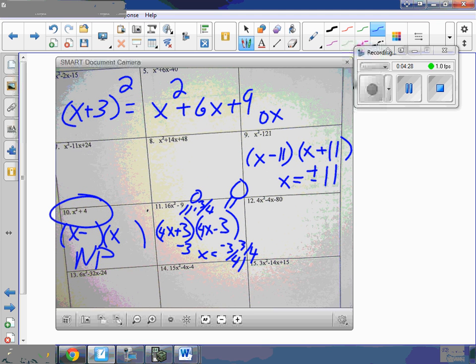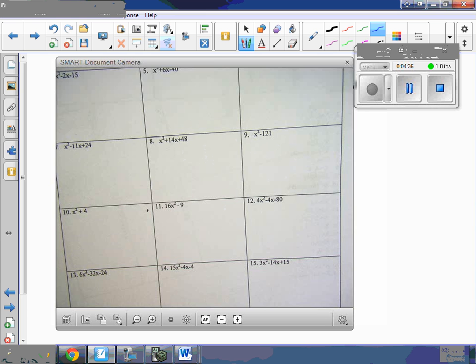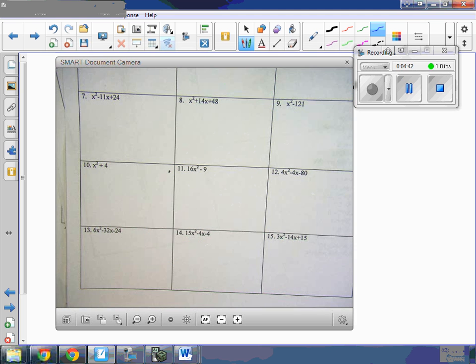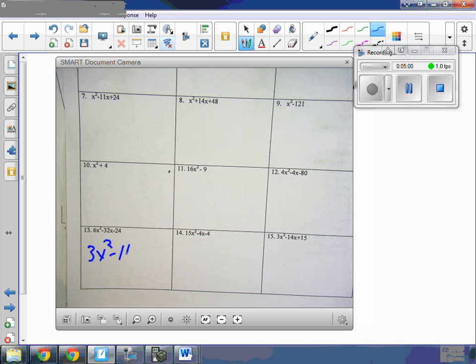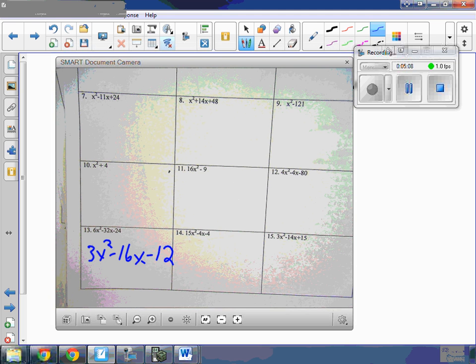Okay. What are we going to do for number 12? Divide everything by 4, and then it works just fine. But then, look at number 13. So it would be x squared minus x minus 20. Yeah, and then you guys know how to do that one. But 13 is a little bit different. 6 doesn't go in, but something does. So you could turn this into 3x squared minus 16x minus 12. Well, 2. I took a 2 out, but that's as far as you can go.